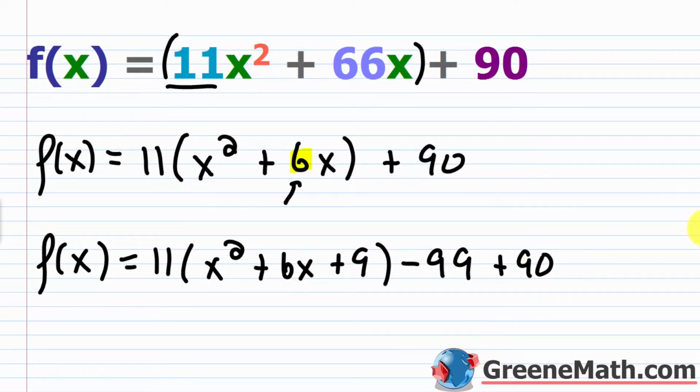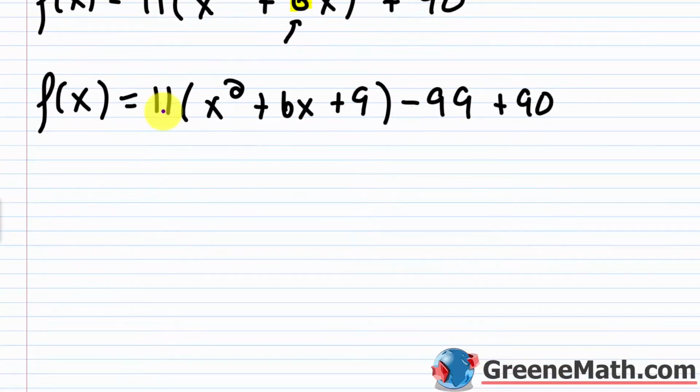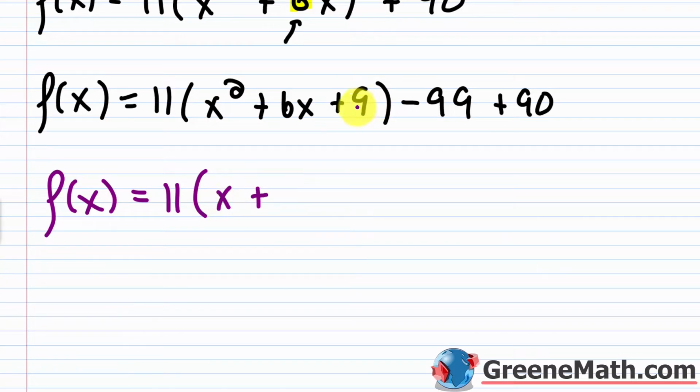So what I can do is very quickly factor this and say f of x is equal to 11 times the quantity. This guy factors into what? x plus, the 9 came from 3 squared, so 3, this quantity squared.